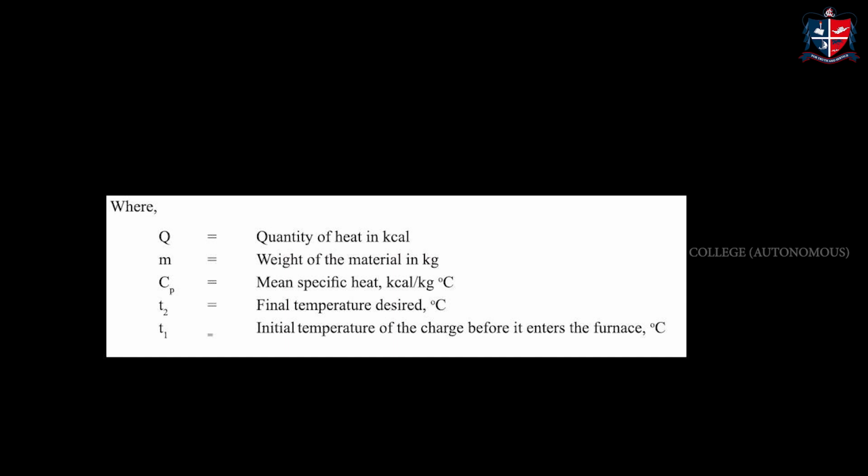Every object has a particular specific heat capacity. It is the amount of heat required to raise 1 kilogram of a substance through 1 degree Celsius. That is called the specific heat capacity. It is constant for any particular material and just varies from material to material.